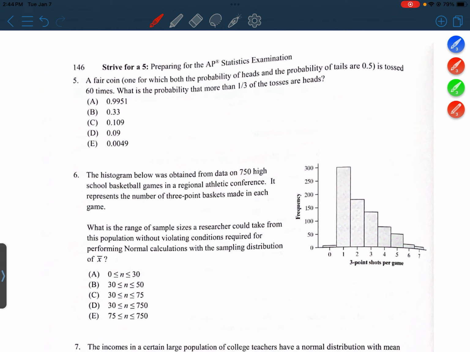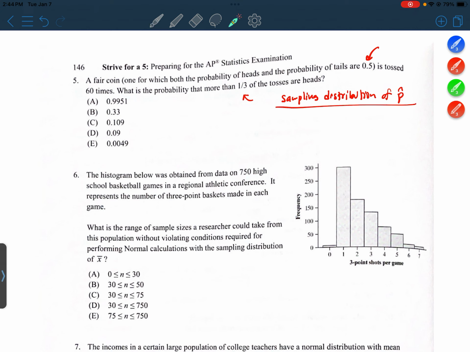All right, so this question is clearly about proportions, right? So 0.5, that's a proportion. 1/3, that's a proportion written in fraction form. So to answer this question, we need to know something about the sampling distribution of the sample proportion, the sampling distribution of p hat.